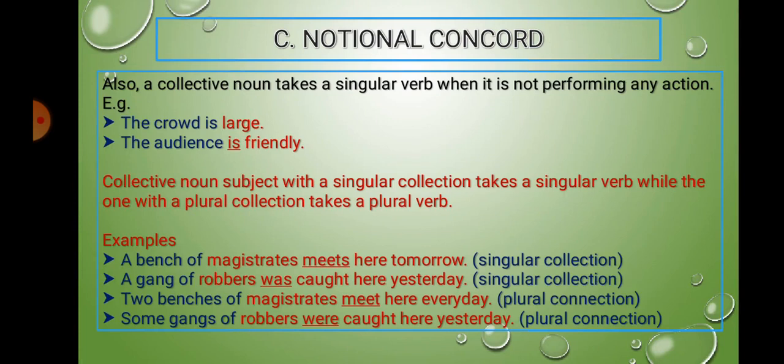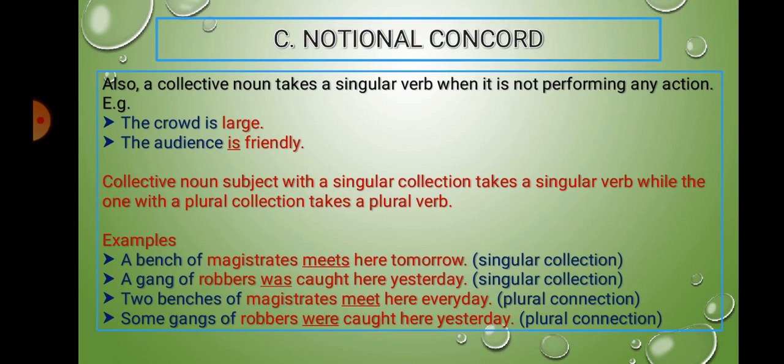The audience is friendly. You might have been having speeches, then you go to this place. When you get there, you come in contact with friendly faces, not as individuals but as a group, an audience. And that audience is friendly compared to what you have been having before. So the audience here is a single entity, and it attracts the singular verb is. So the audience is friendly.